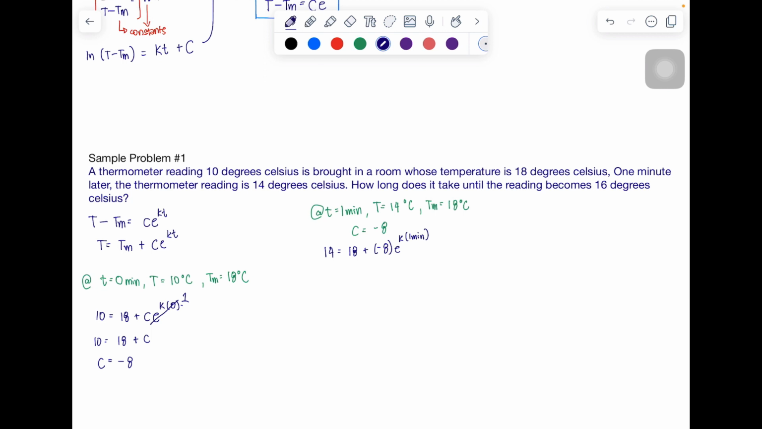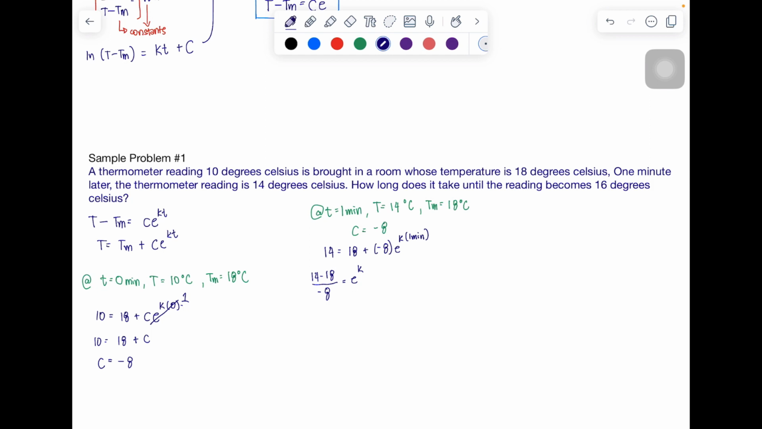Right? So let's simplify further. That's 14 minus 18 divided by 8 is equal to e to the k. So 1 minus k is k. Alright? Okay.